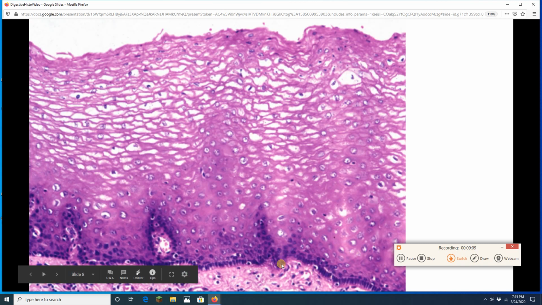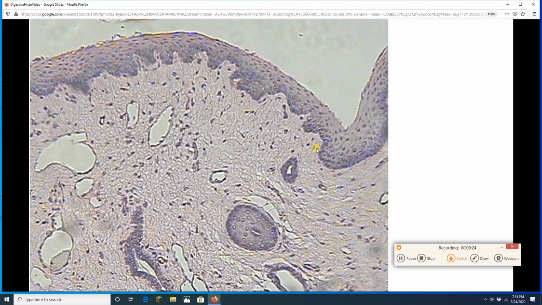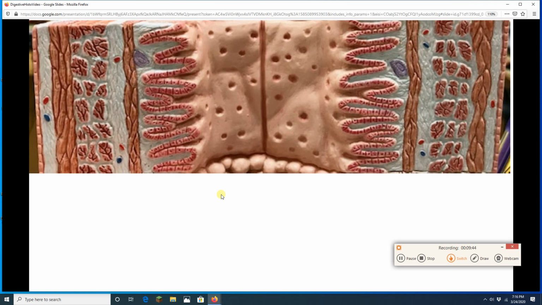Here we have zoomed in just on the stratified squamous epithelium. Underneath it, we got the Lamina Propria right there. Next up, zooming in on the epithelium again, right here, and on the Lamina Propria right here, I do see a duct for a mucus gland as well. Cool. And actually, that was the last esophagus one.